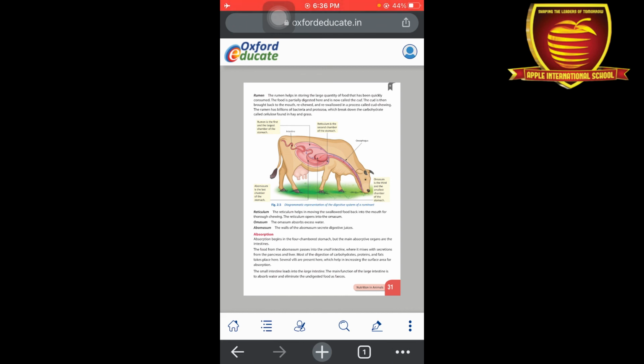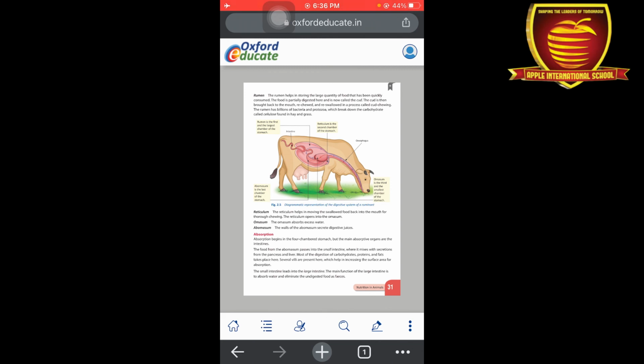ठीक है, the rumen has billions of bacteria, protozoa which break down the carbohydrates called cellulose. ठीक है, means ruminant animals store food inside their body in the form of cellulose. Okay, as we discussed in our previous chapter that in nutrition, plants store food in the form of starch, human beings store food in the form of glucose, whereas ruminants store food in the form of cellulose.